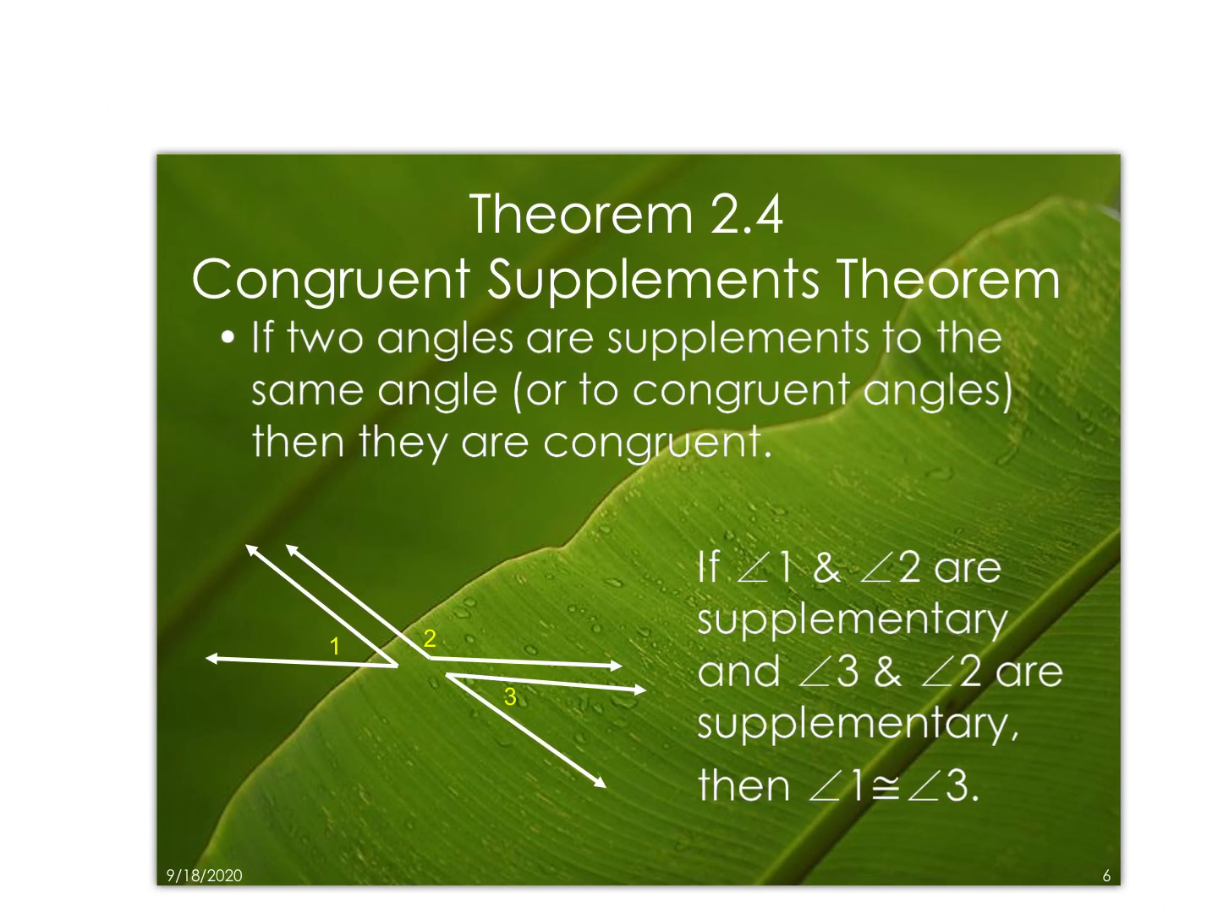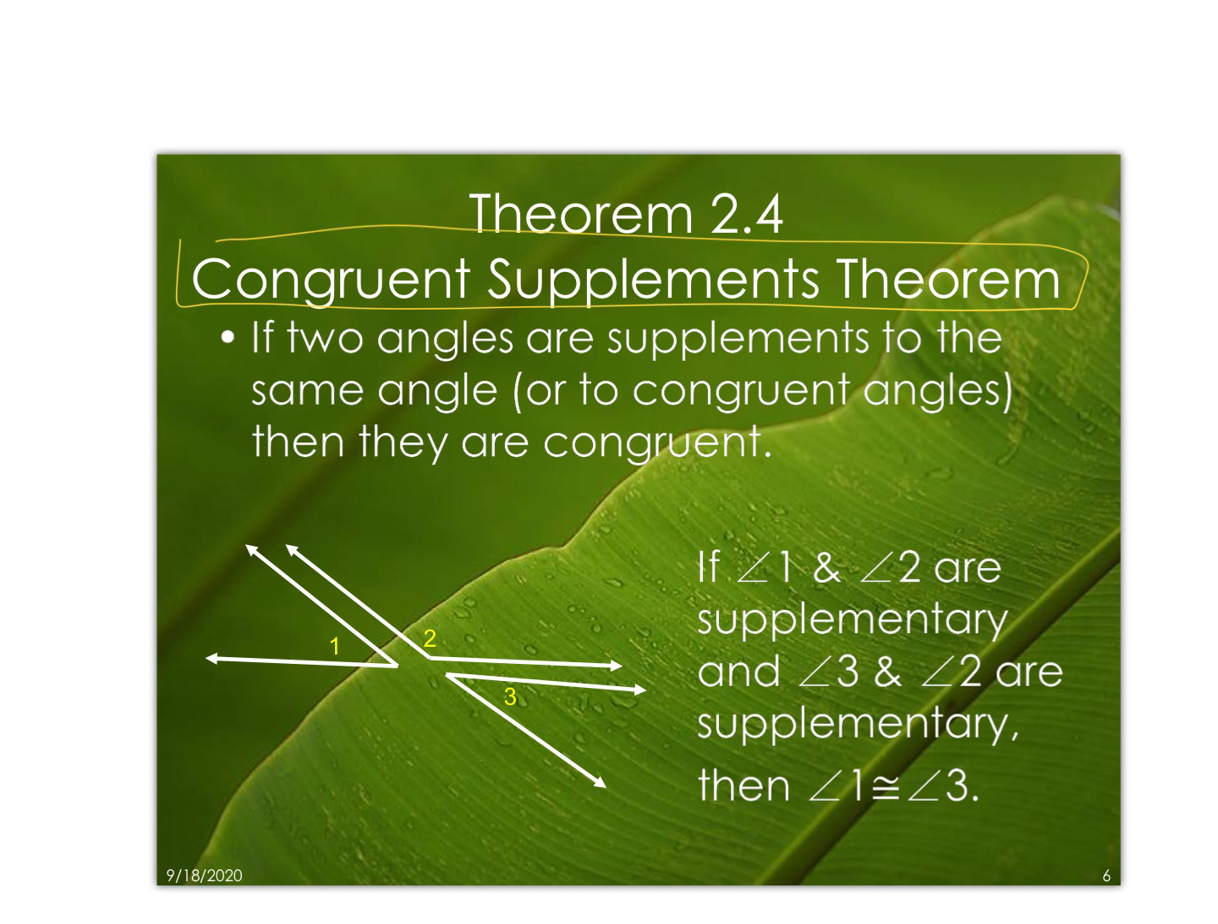Now we're going to go to another theorem that we're going to learn, which is the congruent supplements theorem. The congruent supplements theorem says that if two angles are supplements to the same angle or to congruent angles, meaning angles of the same size, then they are congruent. So if you look at this picture, what it's saying is that if angle 1 and 2 are supplementary and 3 and 2 are supplementary, then 1 and 3 are congruent.